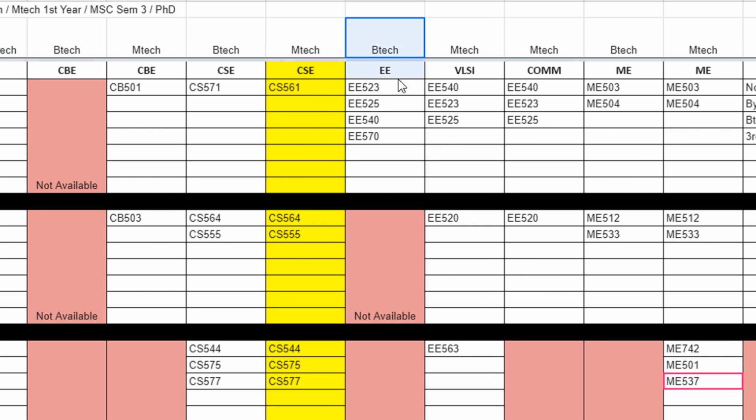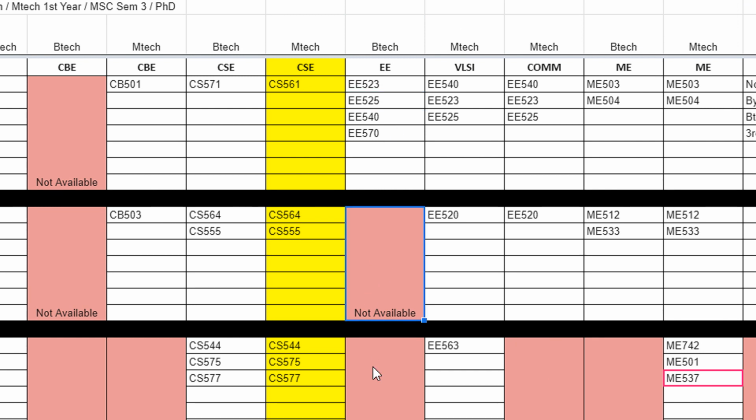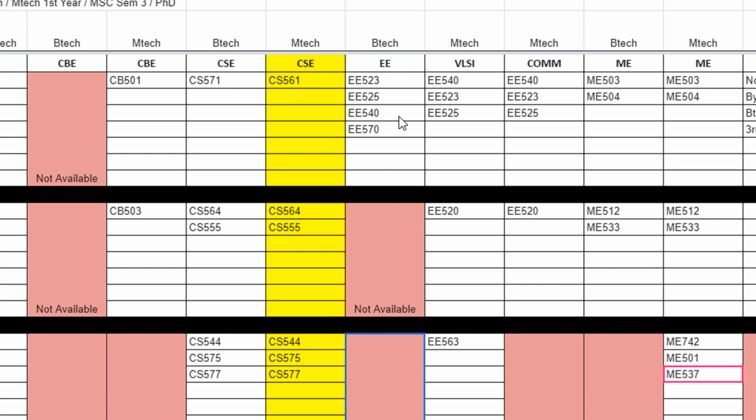For example, BTech EE. This curriculum has only one elective in the final year. So the other 2 buckets are made not available. So you cannot choose a bucket 2 and a bucket 3 for BTech EE. Right? This is how you read the table.